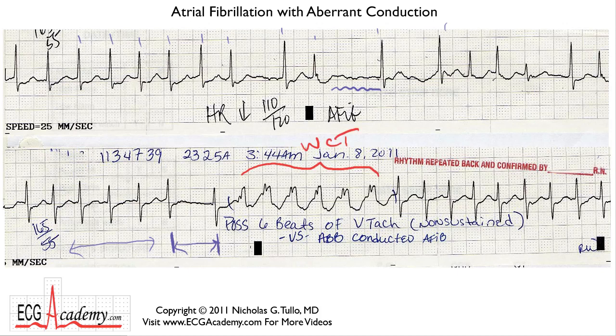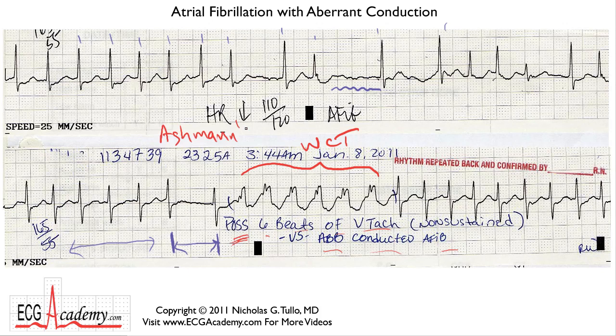Now, of course, you should never trust what you read on a rhythm strip unless you wrote it yourself. So this says possible 6 beats of V-tach. Of course, the word possible is how they hedge their bet versus bundle branch conducted AFib. Well, it turns out that this is a typical example of Ashman's phenomenon.